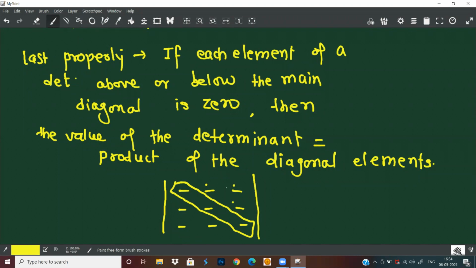या तो above the diagonal या तो below the diagonal. ये हो गया मेरा above the diagonal और ये हो गया मेरा below the diagonal. One of them, if all are 0 0 0. Suppose यहाँ 0 0 0. Okay, समझा? Then the value of the determinant is product of the diagonals. Okay.